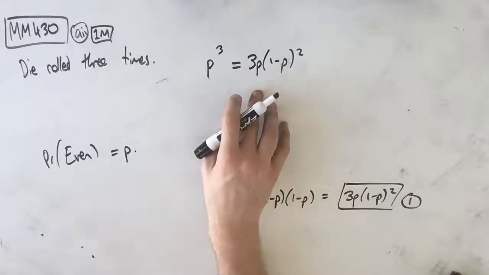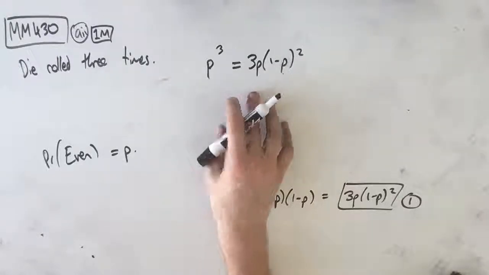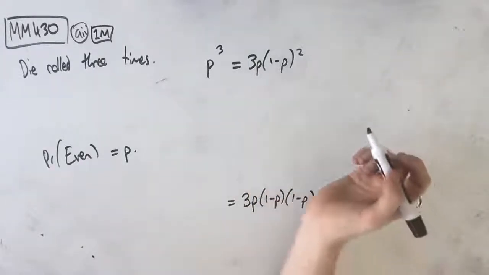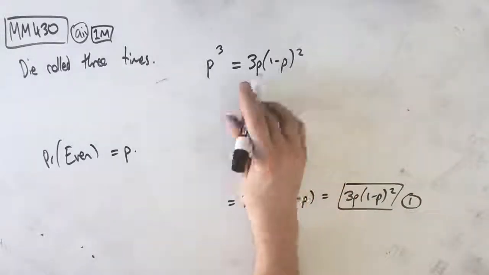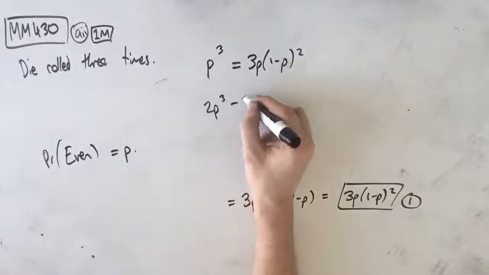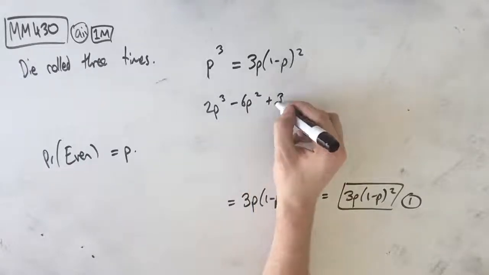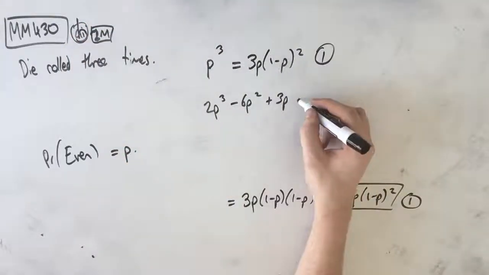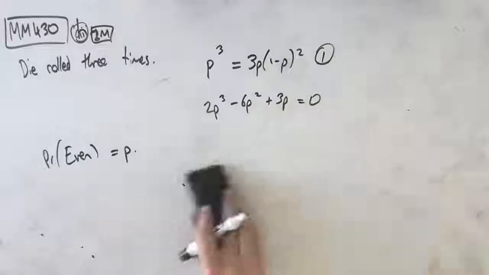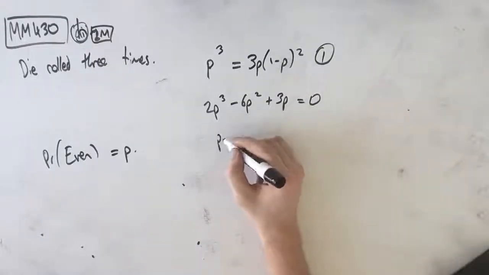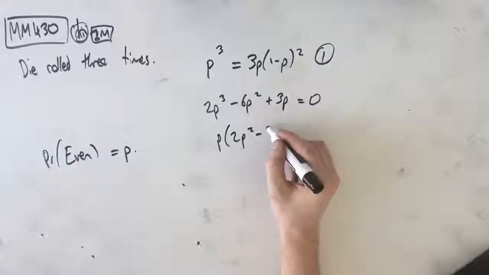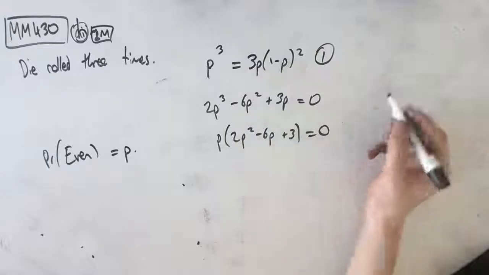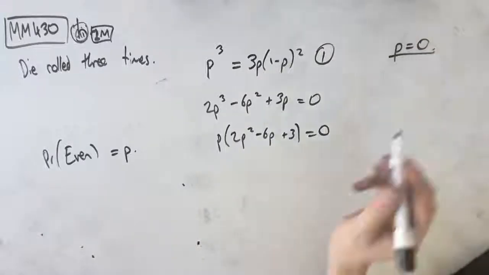So now all we have to do is solve this, using the quadratic formula or any other way we choose. Expanding all this out, we get 2P cubed take 6P squared plus 3P equals 0. This is actually our first mark, by the way. This is B, 2 marks. Now we can take P out as a common factor, so we get P(2P squared take 6P plus 3) equals 0. We can immediately say that P is equal to 0 because of our null factor law.